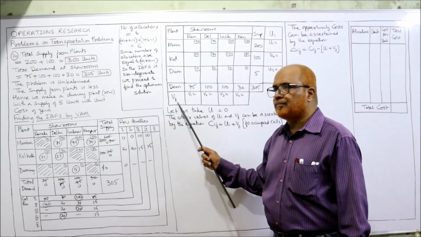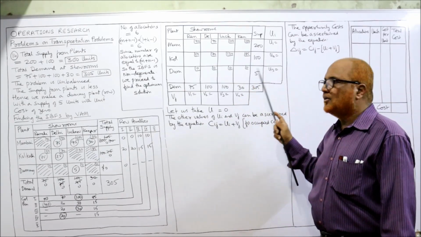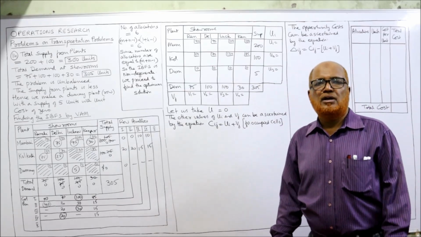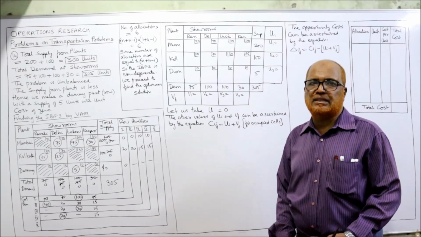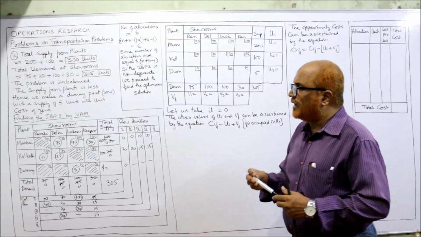That is Vj and Ui. So U1, U2, U3, V1, V2, V3, V4. This is the new point. It is called the Ui and Vj method. Now, let us first take the allocations.